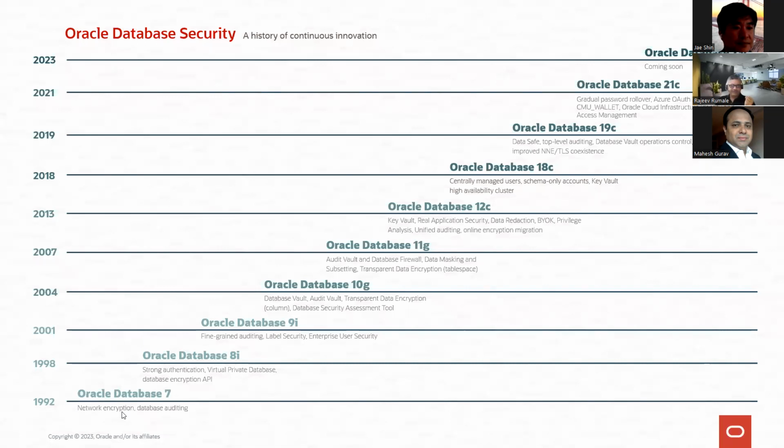Right from Oracle 7, we had network encryption and a database auditing feature, which was added, and later we kept adding to it. In 8i, we had virtual private databases; in 9i, fine-grained auditing; and then we have Audit Vault and database firewall. Then we added data masking and subsetting, and in 12c, we added unified auditing and online encryption migration. Then we have key vaults to store and manage your certificates and keys, and so on.